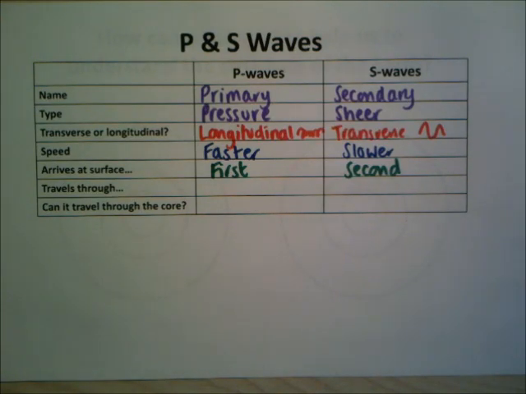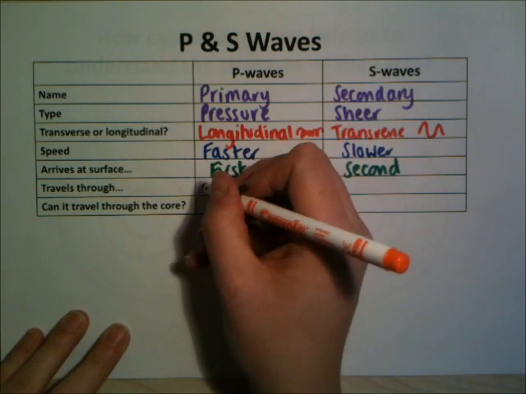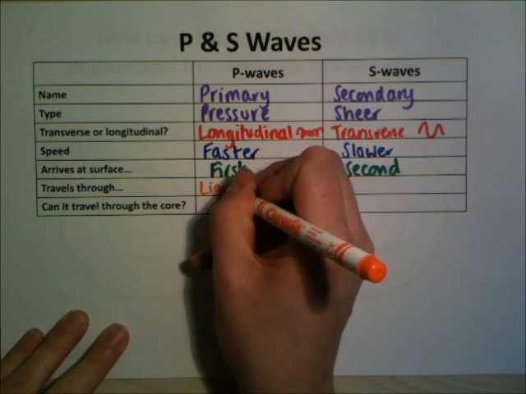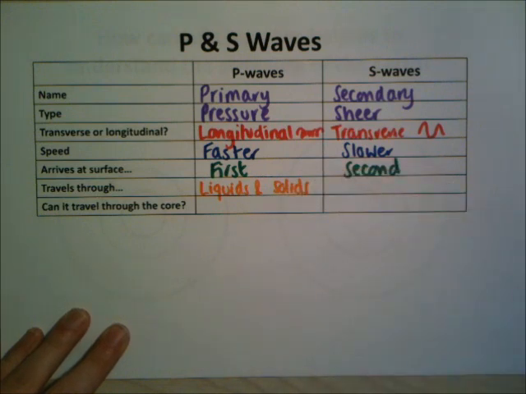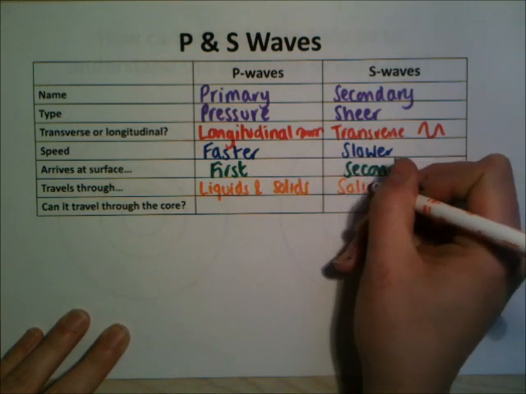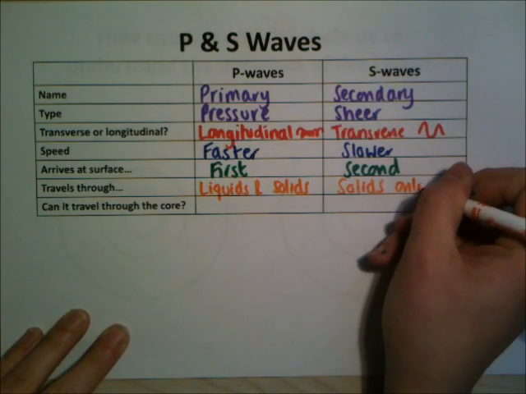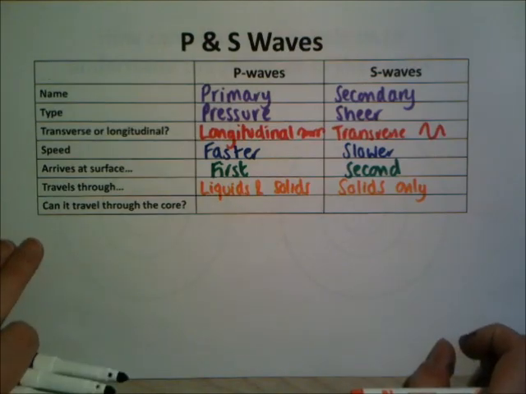Now, primary waves can travel through anything, and this will make more sense in a second when I explain why we need to use these. Primary waves will travel through liquids and solids. However, S waves will only travel through solids. And this is why it's important for us to remember that the mantle is a solid that flows slowly. It's not a liquid. This means, can it travel through the core?